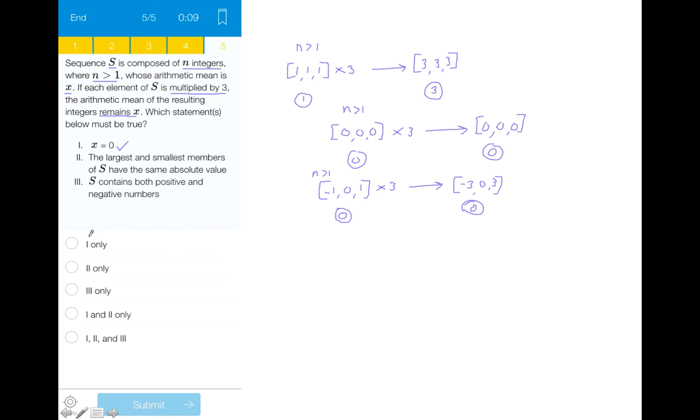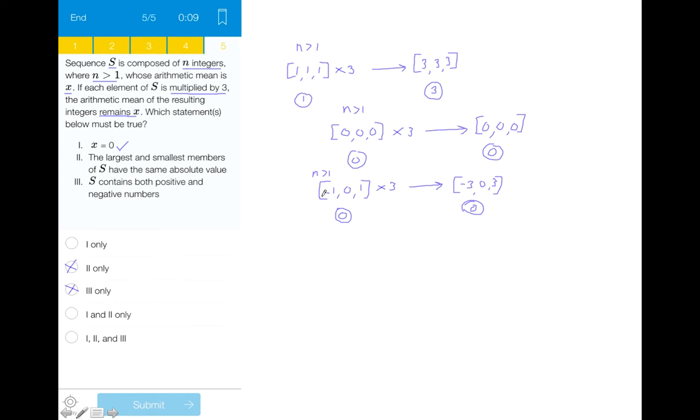And therefore, we can also eliminate answer choices B and C, because we know it either has to be statement 1 only, or it could be statement 1 with a combination of 2, or all 3 statement choices. So now we'll move on to option 2, that the largest and smallest members of S have the same absolute value. So if we look at the sequence we just presented, this is true.